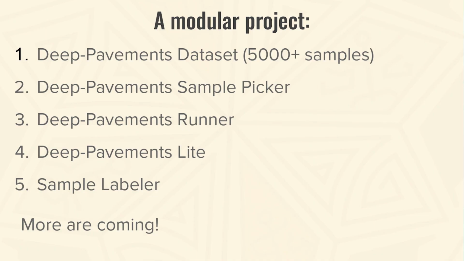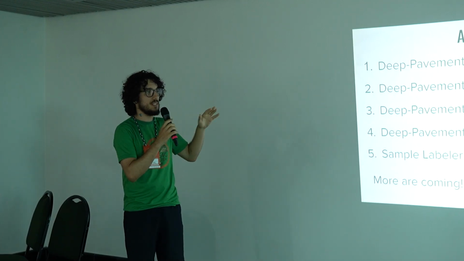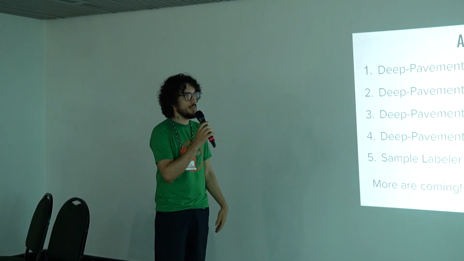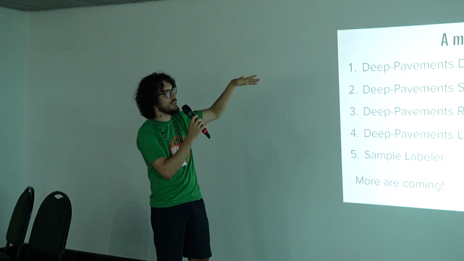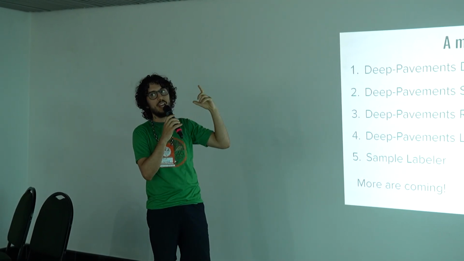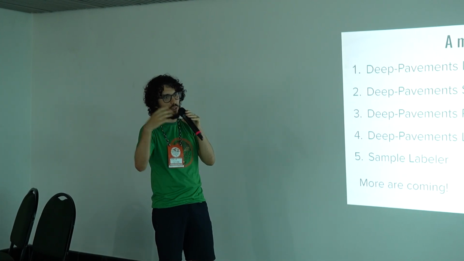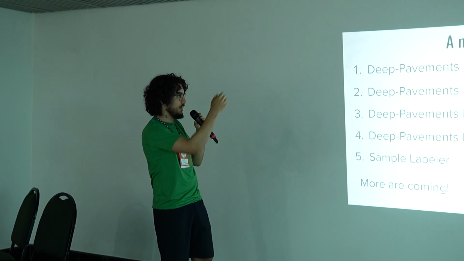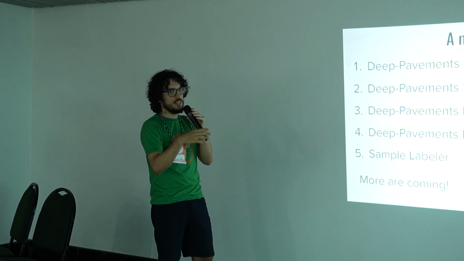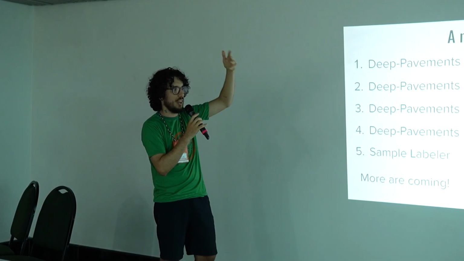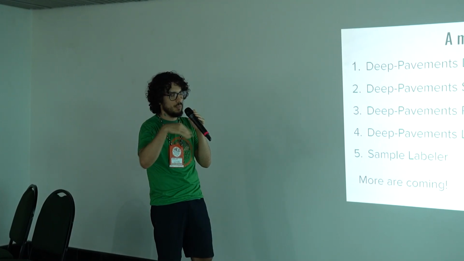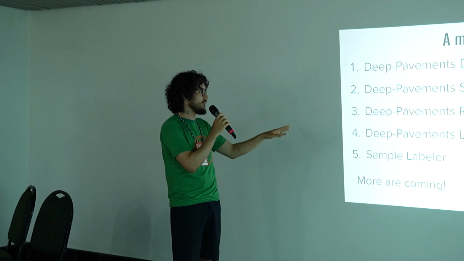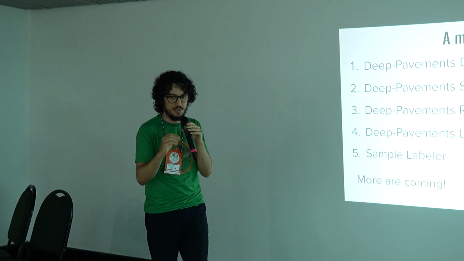So going back after all this introduction, Git Pavements is a modular project that is hosted on GitHub. It has many modules, and more can come, but right now we have the data set with 5,000 samples of surface patches. We have the sample picker, for you to produce more samples. The runner, which generates the final data that I'm going to show you afterwards. And the deep pavement slides, a version that does the work more straightforwardly. And there's also a module for labeling samples.